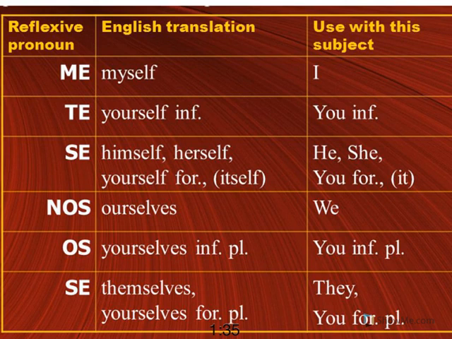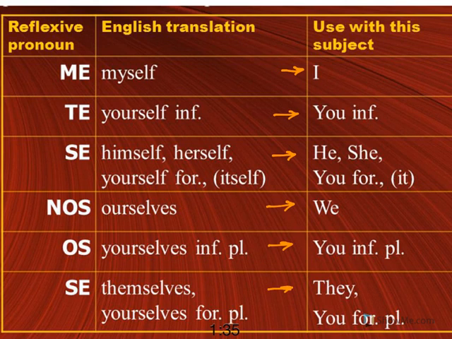You see here the reflexive pronouns all together. Me, myself, te, yourself, se, himself, herself, yourself, or itself, since in Spanish it also belongs to that group. Nos, ourselves, os, yourself, informal plural, se, themselves, or yourself for plural. And the object, you have only one choice, since me and I have to be there in order to be reflexive. And so for all of them, you will have only one choice between the subject and the reflexive pronoun.